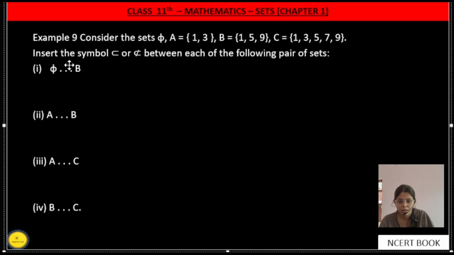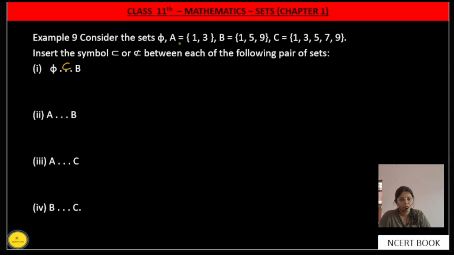So we can write it as yes, it is a subset. Now the second is A blank B. So we have to see that A contains 1 and 3, and B contains 1, 5, 9. It does not contain all the elements of A. So we write it as it is not a subset of B.